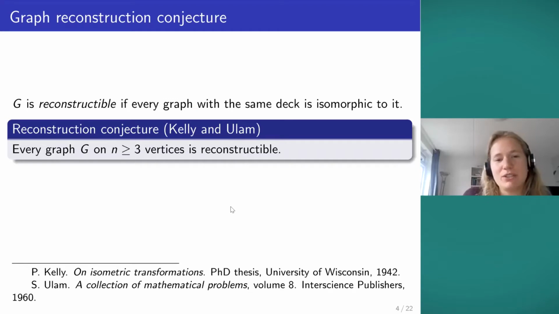But a very old conjecture from Kelly and Ulam says that as soon as we have 3 vertices, we can always reconstruct the graph. This is a very nice conjecture. It's mentioned in multiple surveys and books, and it's not something to spend your whole PhD on. But I'll tell you about some related questions which I have spent quite a big part of my PhD on, which are in the same topic, but reasonably easier.